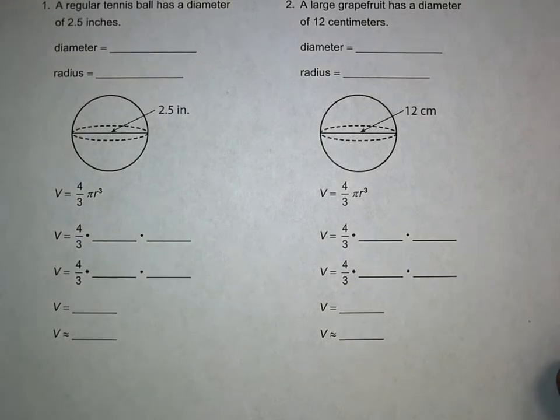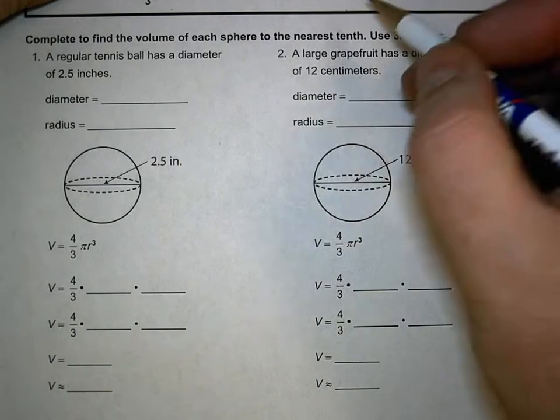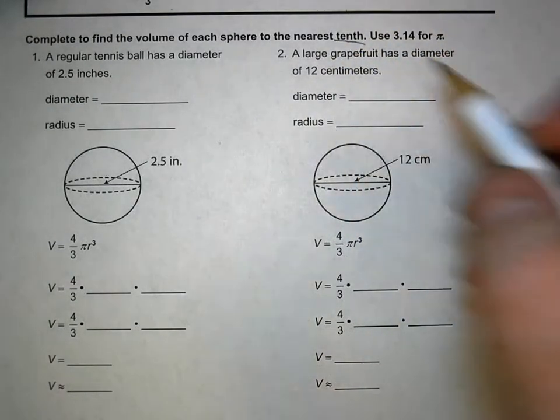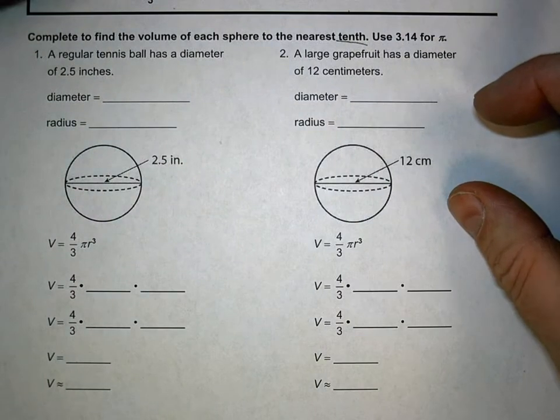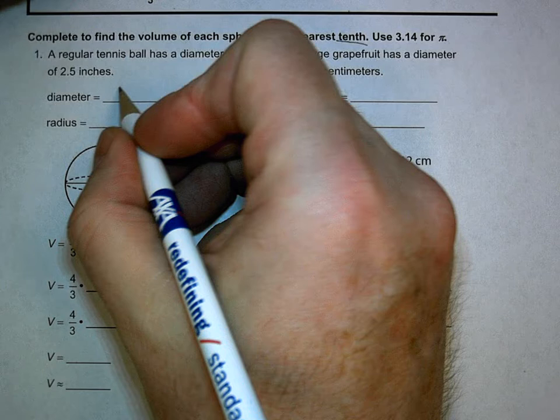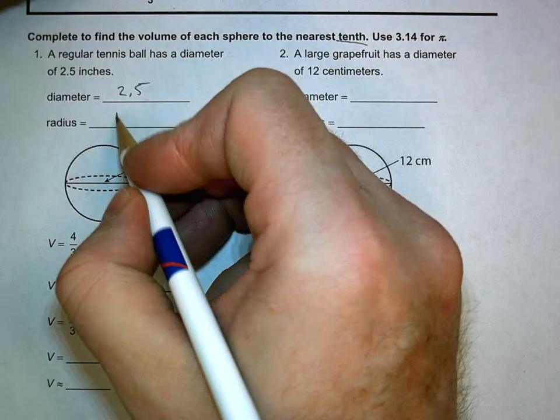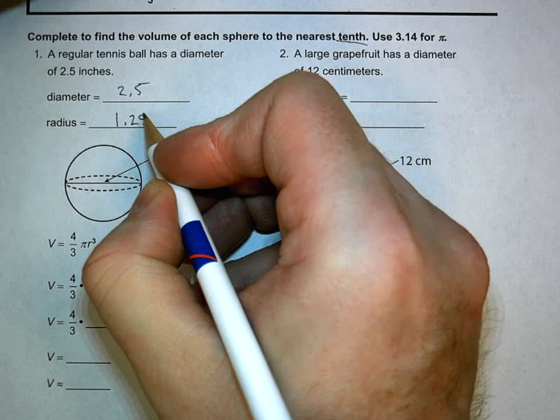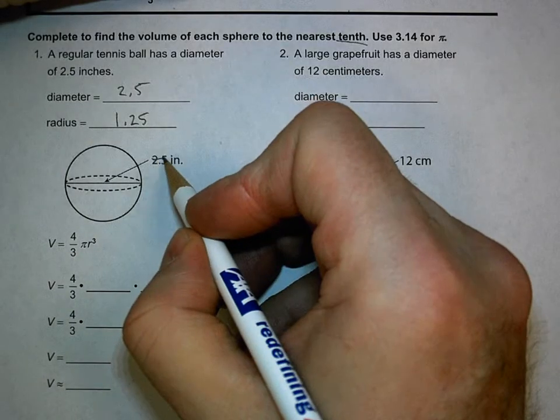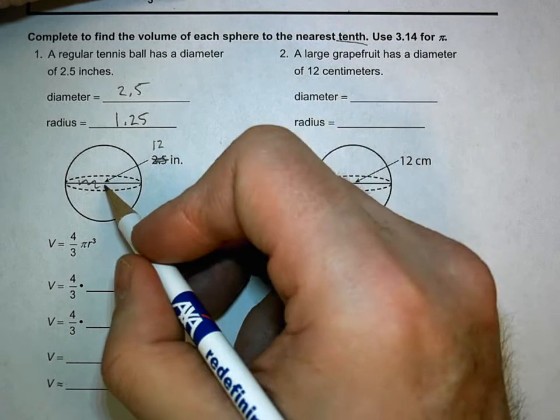We want the answer to the nearest tenth. That'll make life easier for us. We're going to use 3.14 for pi. We've got a regular tennis ball that has a diameter of 2.5 inches. They give you the diameter is 2.5 inches, but we don't care about that. We want the radius, and that's 1/2 of that, which is 1.25 inches. I only want the radius, right?